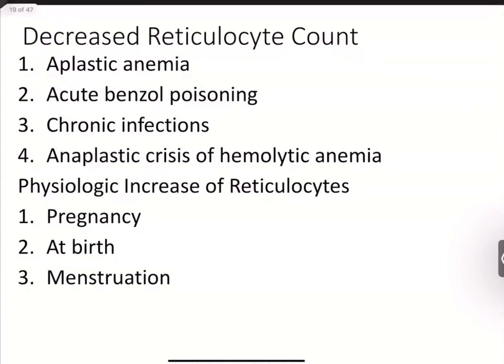While a decreased reticulocyte count can also be seen in aplastic anemia, acute benzene poisoning, chronic infection, and aplastic crisis of hemolytic anemia. Why? Why is the reticulocyte count decreased in these types of diseases? Your aplastic anemia and these three decrease the production.